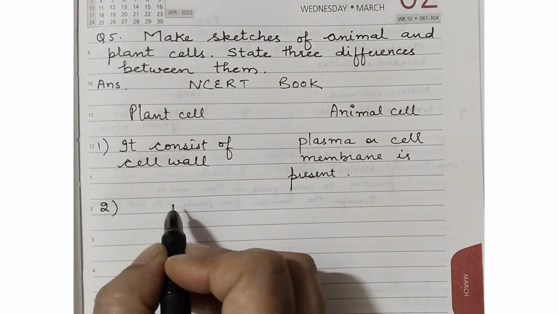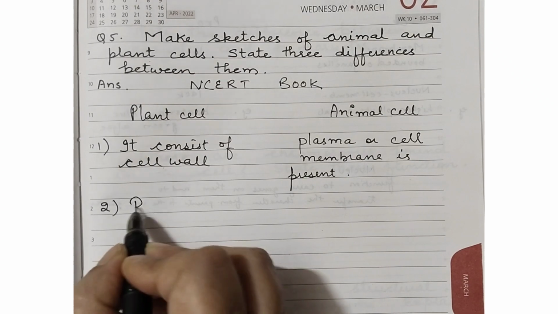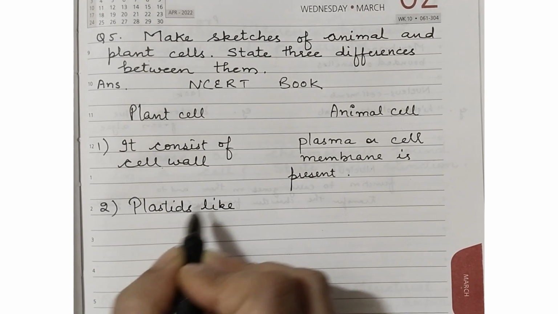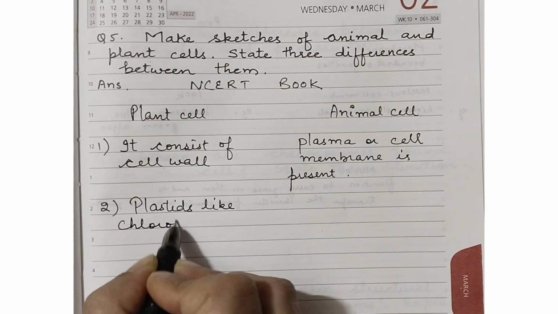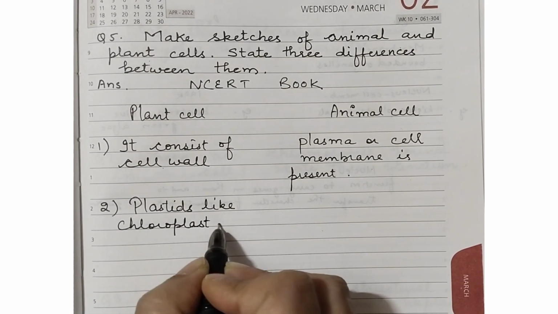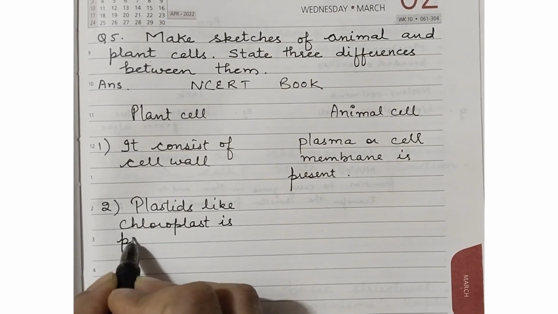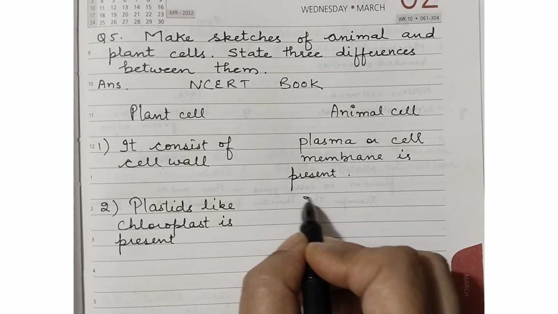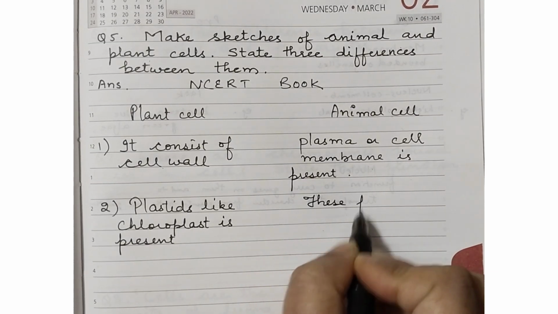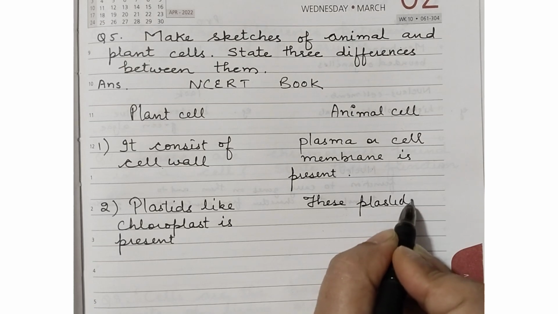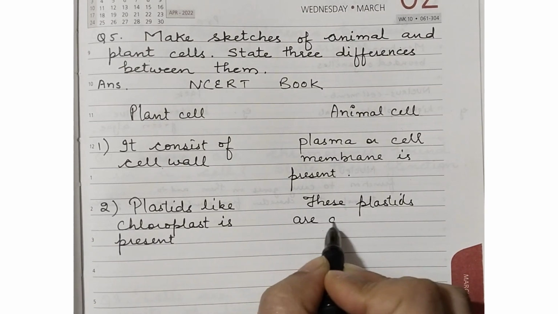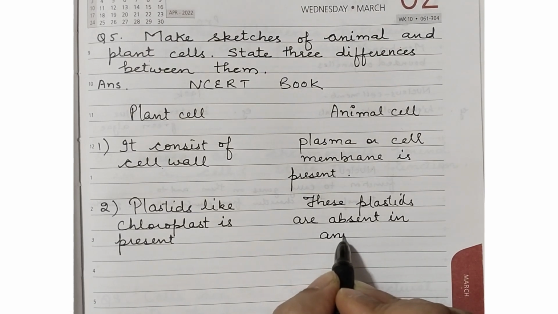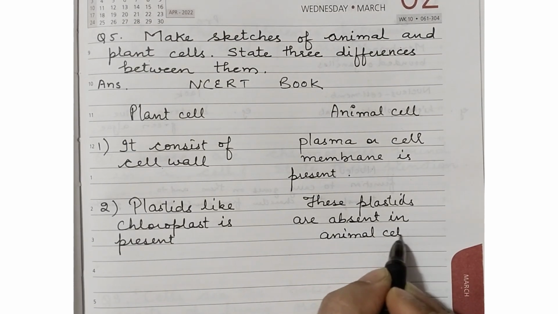Second difference is, plastids like chloroplast are present in plant cell. These plastids are absent in animal cells.